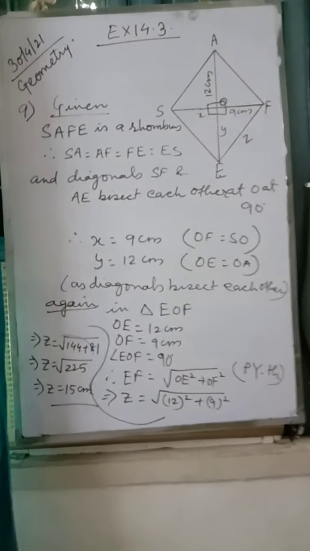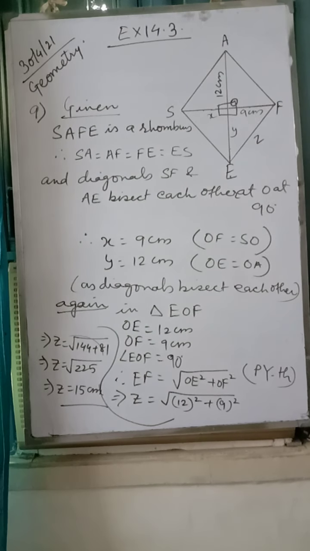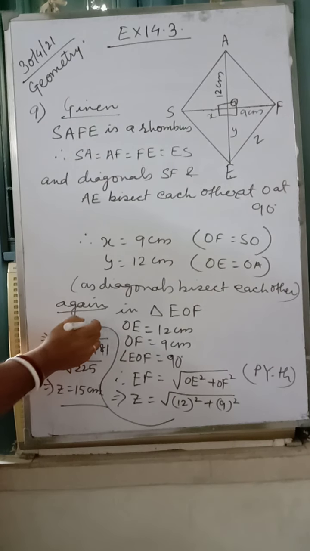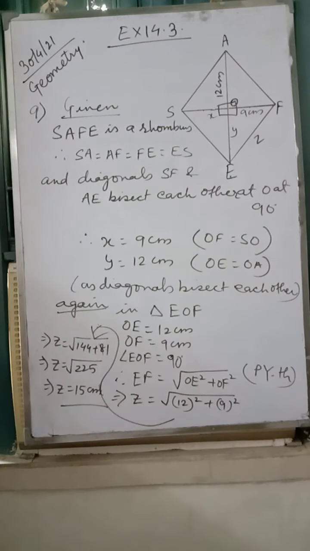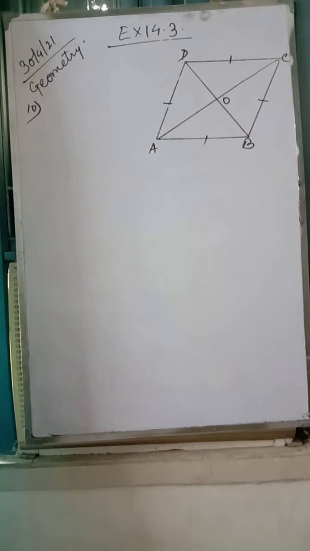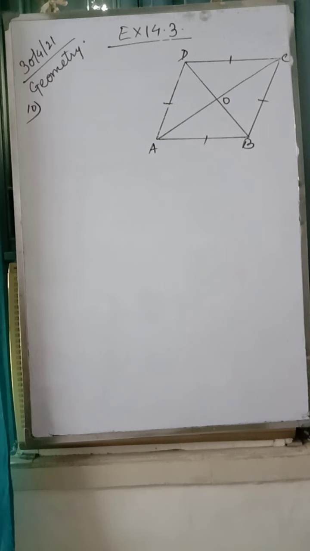So this is question number 9. Please write it. Here is the last part. Question number 10, it says ABCD is a rhombus whose diagonals intersect at O. If AB is 10 centimeter and the diagonal BD is 16 centimeter, find the length of diagonal AC.